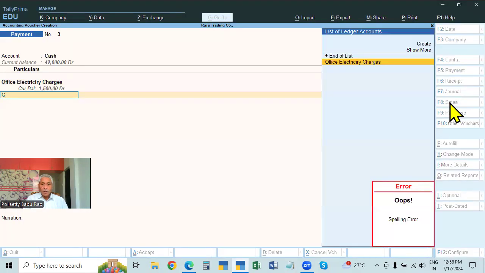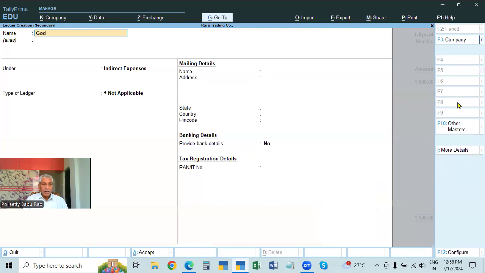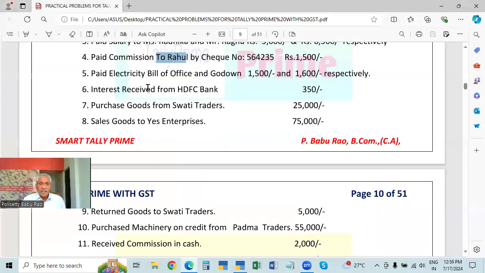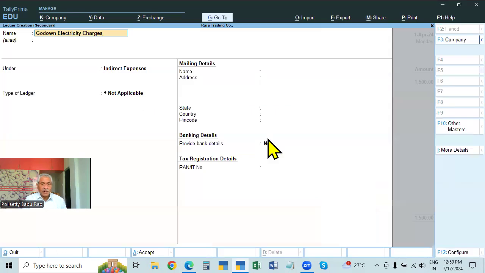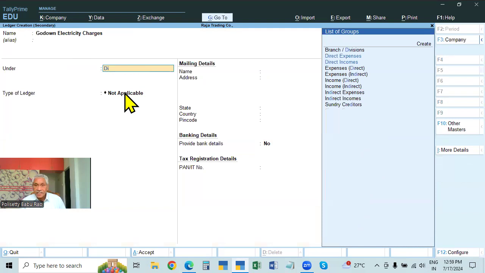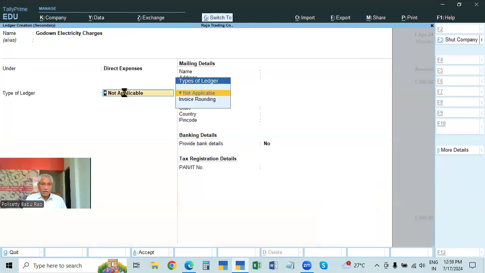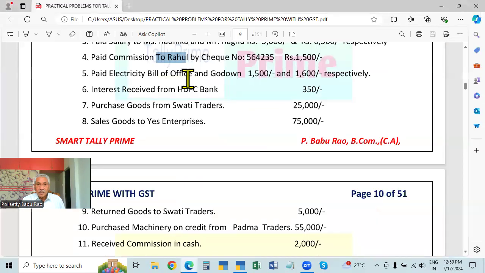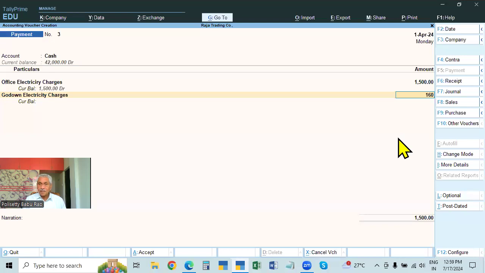So we have to create godown electricity charges. Nothing is given. Simply electricity bill is given. We take it as indirect, only one account we use. Here both are given. So godown electricity charges will be direct expenses. You have to take direct expenses. Okay, direct expenses, godown. See, office first one, godown second one, respectively. So 1,600 rupees is the electricity charges for godown.